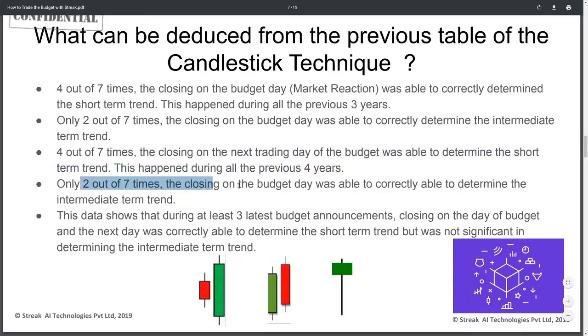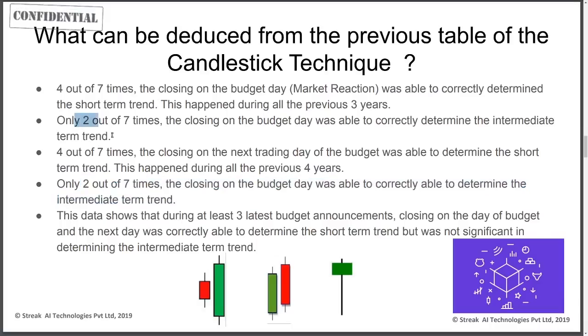Only 2 out of 7 times was the closing of the budget day able to correctly determine the intermediate trend. This is the same for the budget day's closing candle, and the same is true for the next day's candle itself, the next day candle's color, whether it is red or green. Okay, this data shows that during at least the last 3 budget announcements, the closing of the budget day and the next day was correctly able to determine the short-term trend, but not significantly the intermediate trend.